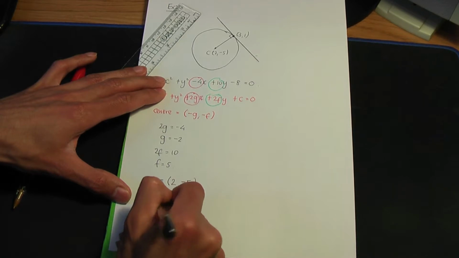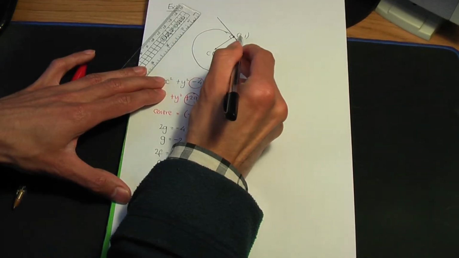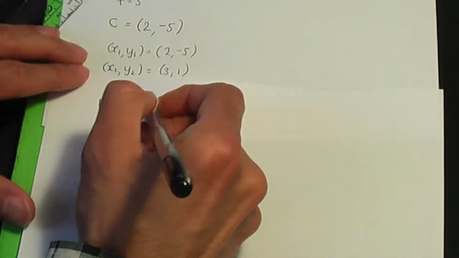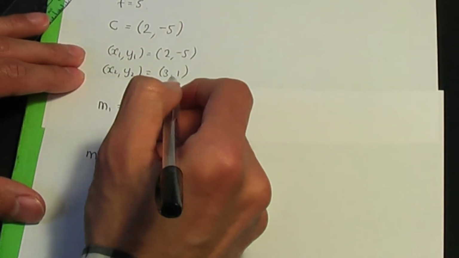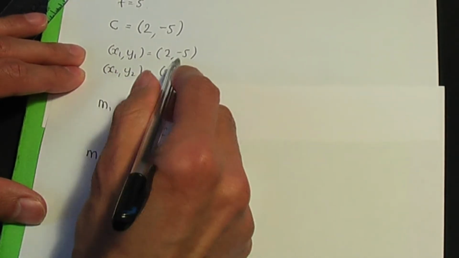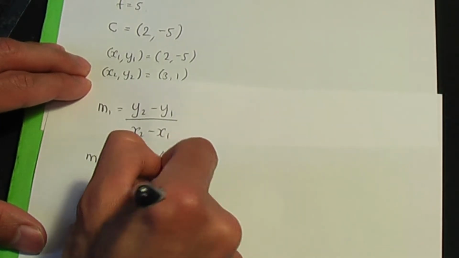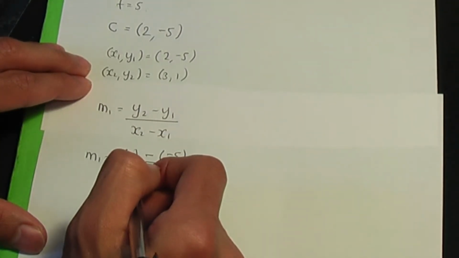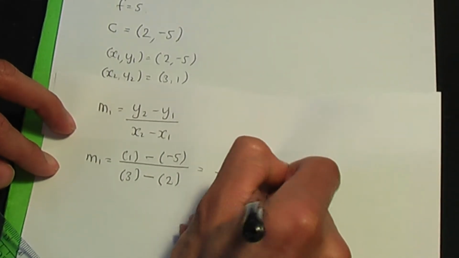So let's work out the gradient of this line over here. I'm going to take my x1, y1 to be the centre, 2, minus 5. I'm going to take x2, y2 to be the point where the tangent is drawn, that is 3, 1. Let's work out the gradient. I'm going to call this gradient m1, using the formula y2 minus y1 over x2 minus x1. If I substitute in the data, y2 is 1 minus y1, which is minus 5, divided by x2, which is 3, minus x1, which is 2. If I continue through, 1 minus minus 5 is 6, so 6 in the numerator, divided by 3 minus 2, which is 1. I make the gradient 6.